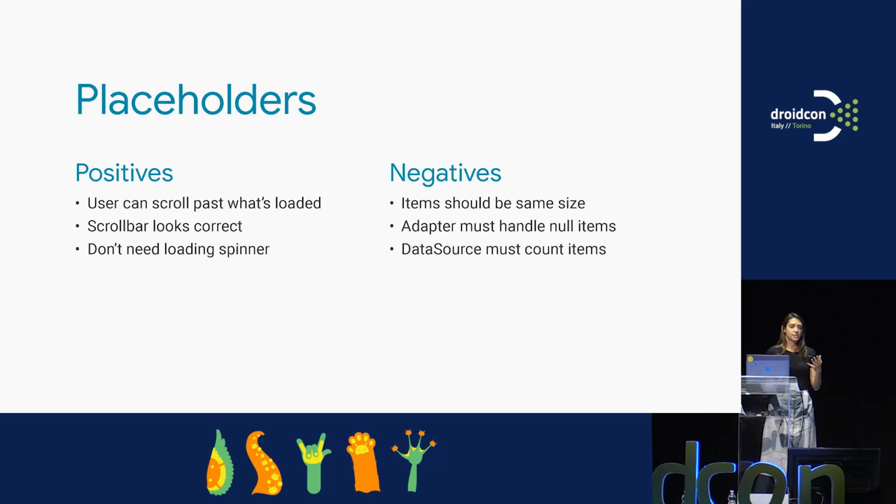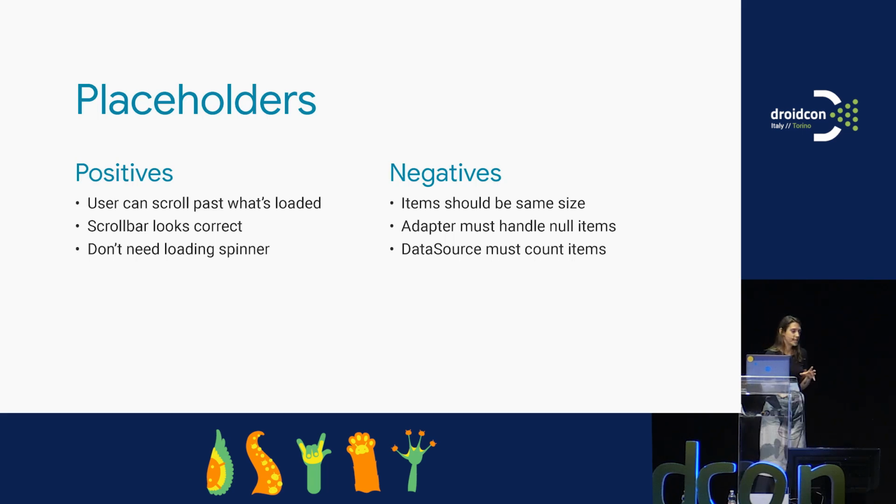So for placeholders, there are advantages and disadvantages. There are areas where you can and areas where you shouldn't use them. So the good thing is that if you use placeholders, the user can scroll past what's loaded. So this means that you can very nicely use it with fast scroll. If you have something like contacts, you can easily jump to a certain letter, and we don't need to load absolutely all of the items until that letter. The scroll bar looks correct from the beginning. And then also you don't need to implement that loading spinner and create all of that extra logic, because you already have the entire content of the list there.